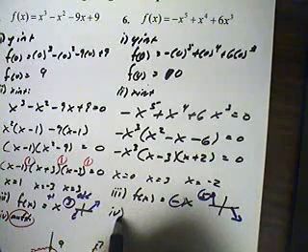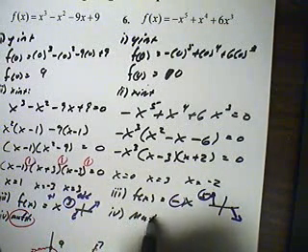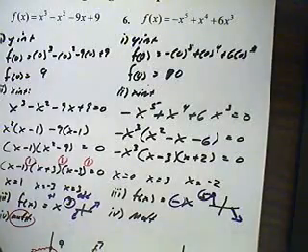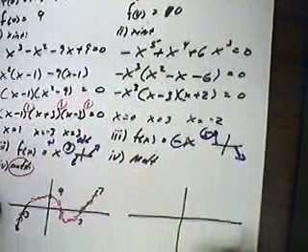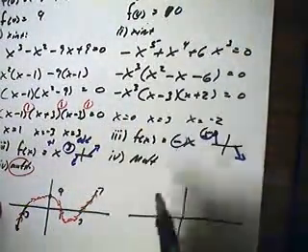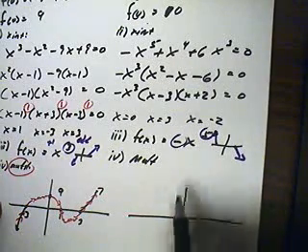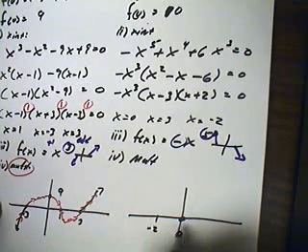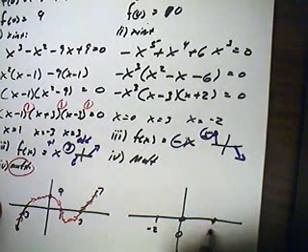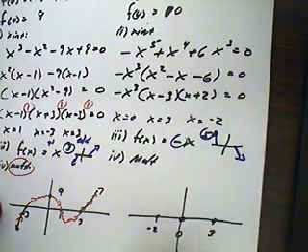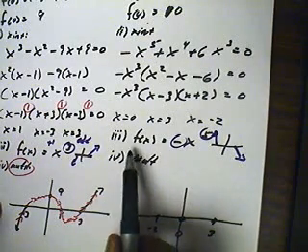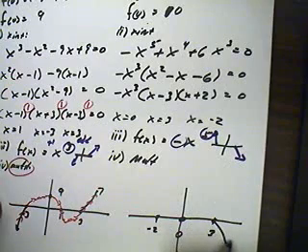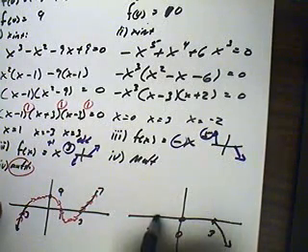And finally, we're going to graph using the multiplicities of the zeros. To begin, our y-intercept is 0. The x-intercepts are 0, negative 2, and 3. And then finally, the end behavior is left side up and right side down.